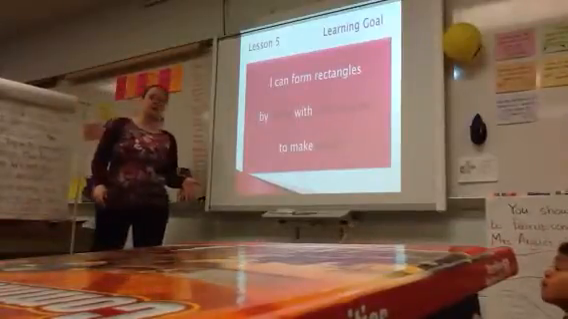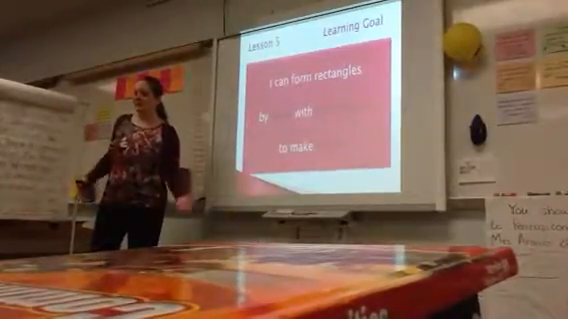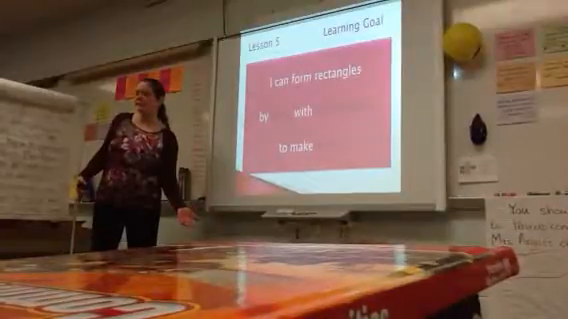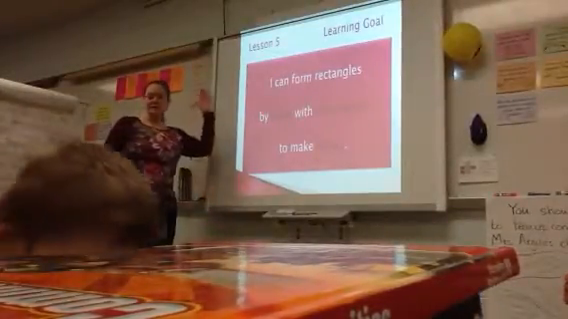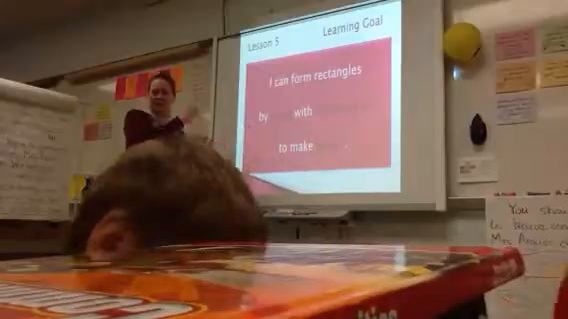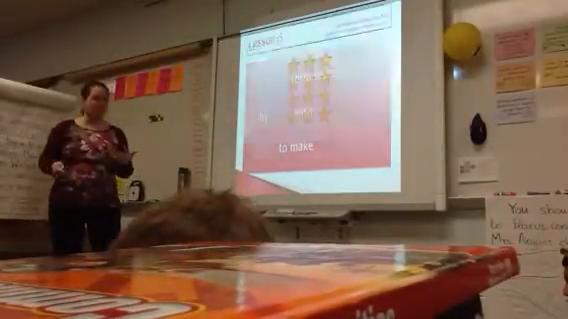With unit squares to make arrays. Have you noticed it's an array? Length times the width, the number of columns, the number of rows. Same thing, right?